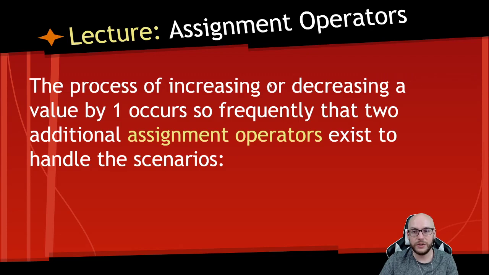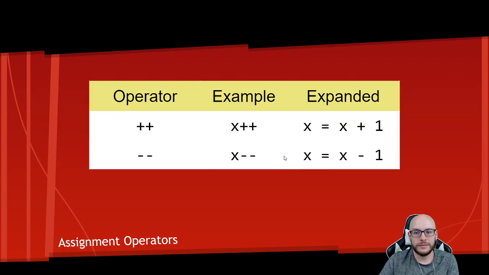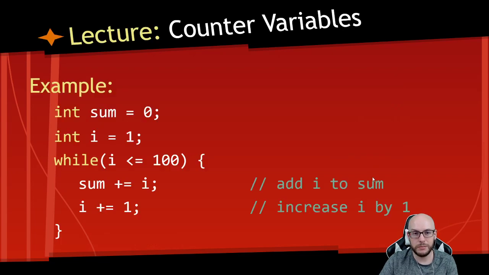Okay, tidying up some things. The process of increasing or decreasing a value by 1 occurs so frequently that 2 additional assignment operators exist to handle these scenarios. The operator here is plus plus or minus minus. An example of its use is saying x plus plus. That is the exact same thing as saying x is equal to what it was plus 1. Likewise, an example of minus minus would be x minus minus. That is the exact same thing as saying x is equal to what it was minus 1.